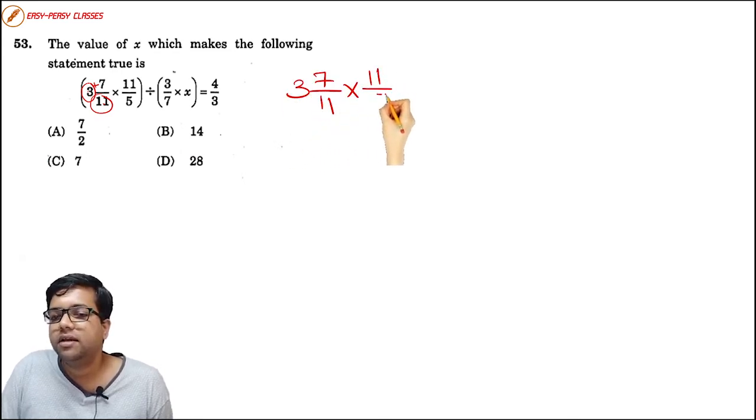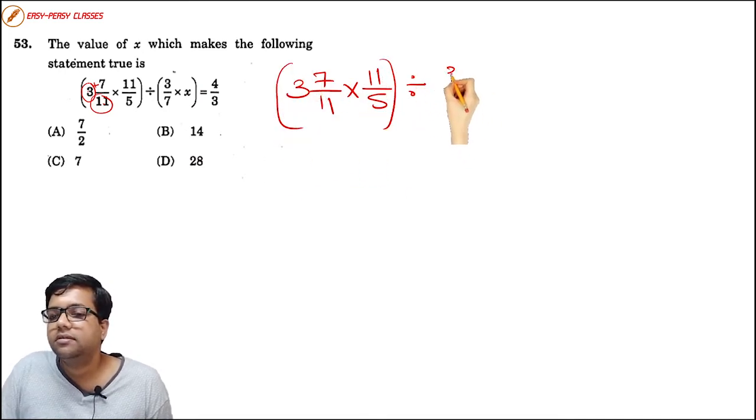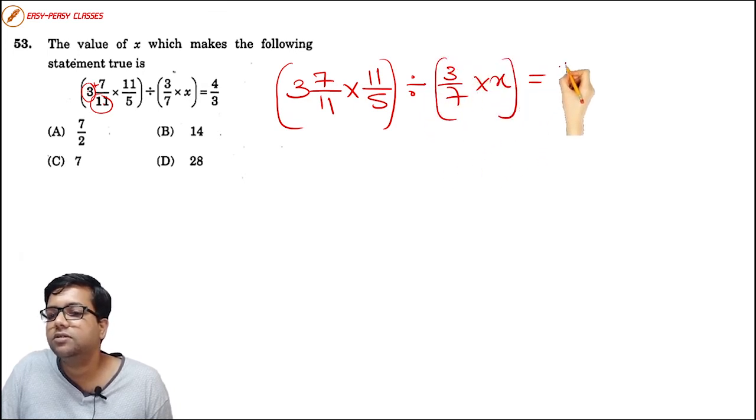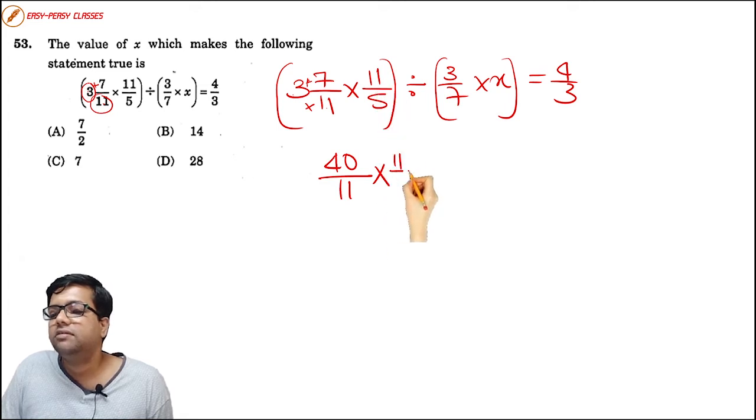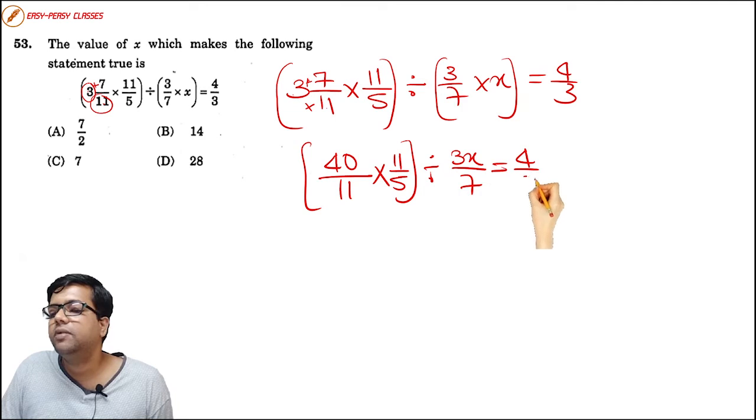Into 11 by 5 divided by, in brackets, 3 by 7 into x, is equal to 4 by 3. See, multiply 11 and 3 and add that number with the numerator. 11 3s are 33, plus 7 is 40 by 11, into 11 by 5 divided by 3 by 7 into x, which is 3x by 7, is equal to 4 by 3.